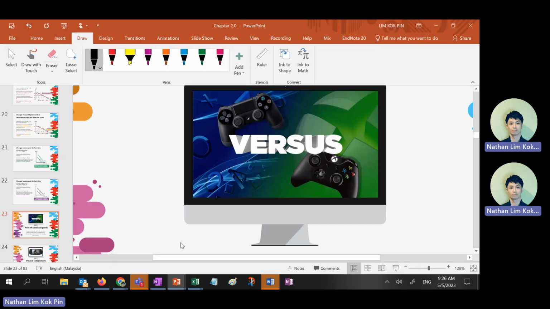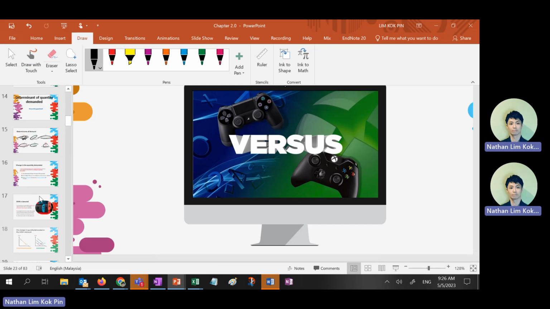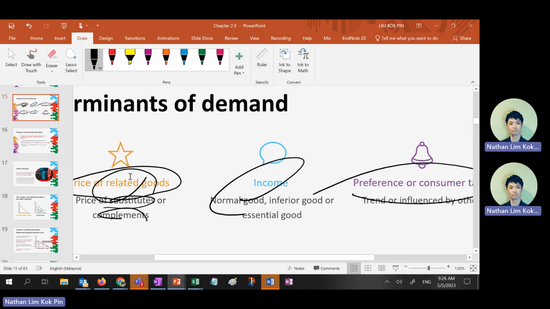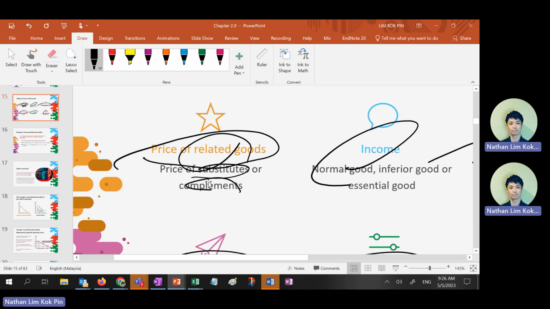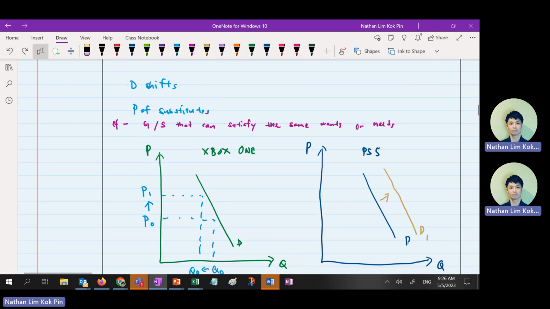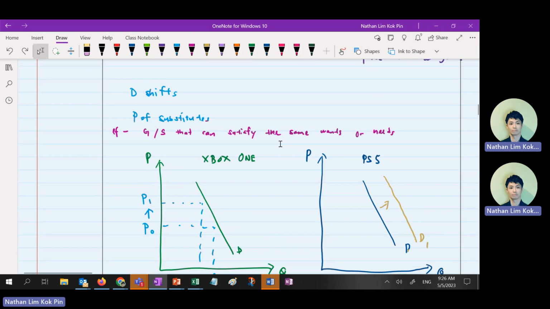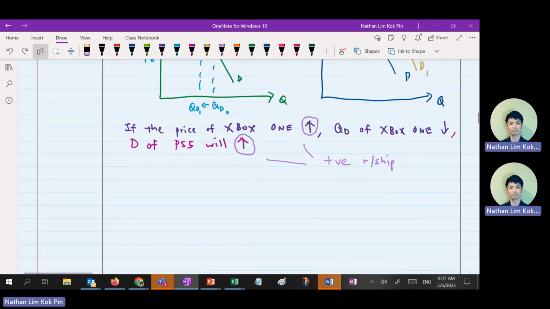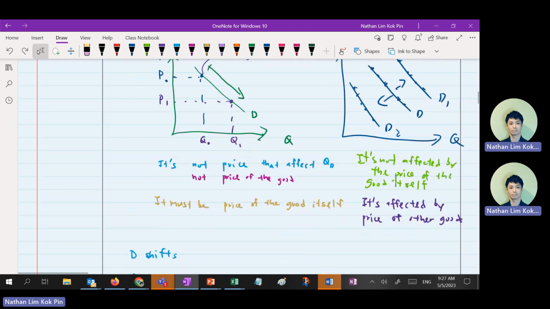Complements. Ladies and gentlemen, now we move to the second one before we have a break. The second one is also still under price of related goods, but it's price of complements. So what are complements? Complements are also known as complementary goods, but I like to use complements because it's one word only. Substitutes are also known as substitutable goods, but I use one word, substitutes.